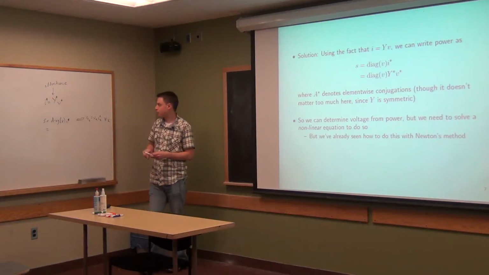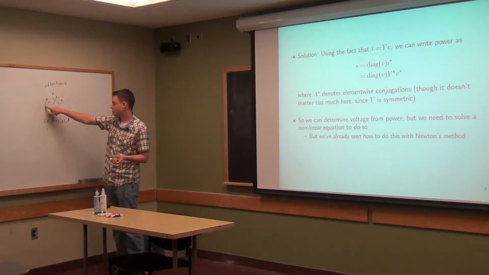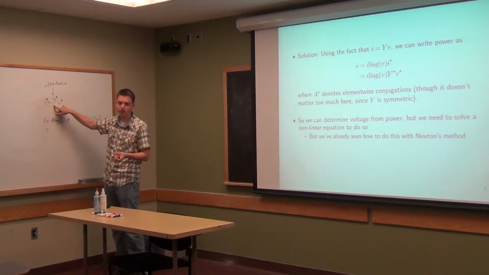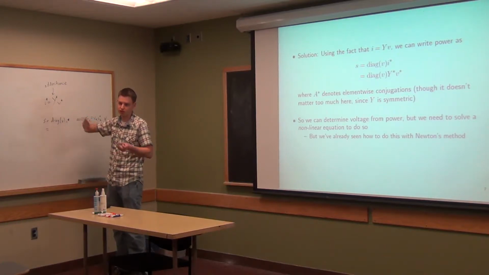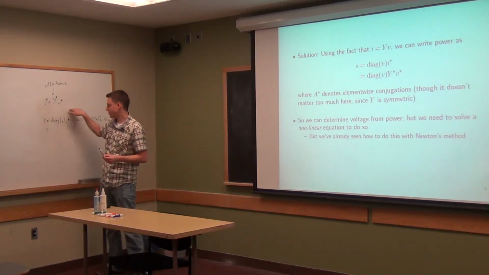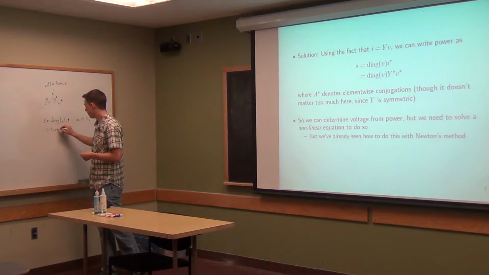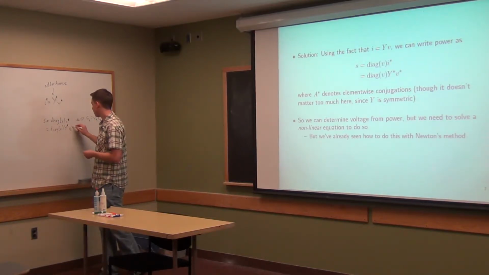Conjugation actually is distributive over multiplication and over addition. So the conjugate of this thing equals the conjugate of each of these times each other, just as a fact. You can prove it very easily. But that lets us plug into this equation now. This now equals diag v y conjugate times v conjugate.